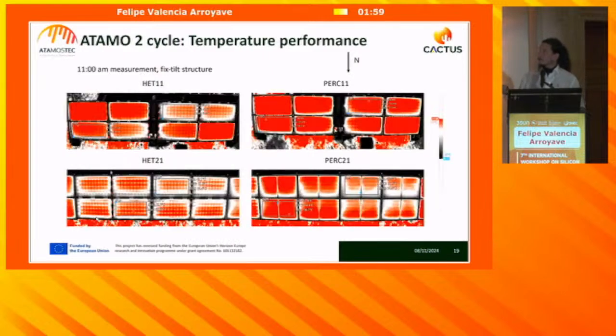If we go for the 11 hours, something similar happens. Here you have a very homogeneous temperature, but it's quite hot. Here you have the heterojunction 21, which is the new version of the heterojunction technology, and you have a very nice homogeneous temperature pattern. This doesn't happen with the heterojunction 11 and the PERC 21.